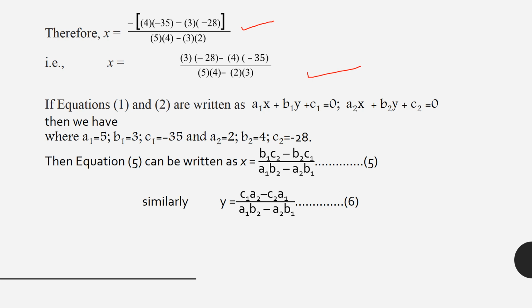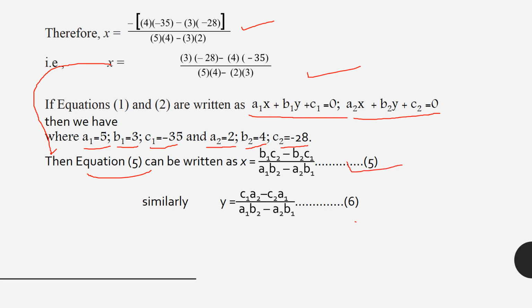If equations 1 and 2 are written in the standard form, as we already know, then a1 equal to 5, b1 equal to 3, c1 equal to minus 35, a2 equal to 2, b2 equal to 4, c2 equal to minus 28. Then we can write equation 5. We derived equation 5 from here. Similarly, we get y equal to equation 6.